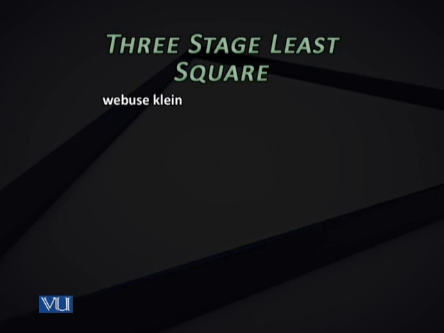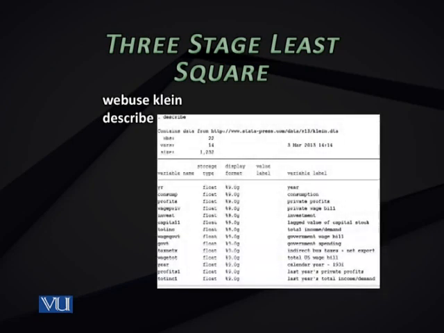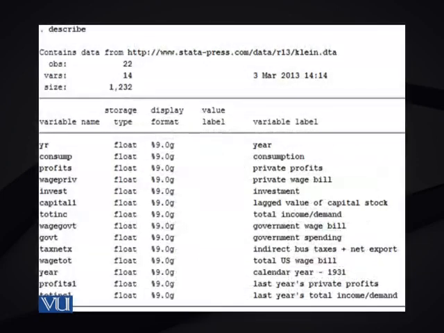Now how to know about the file? Use the commands describe, summarize, list, etc. For example, if I type describe, I get the results that you are seeing on the screen. The results are that the file contains data from a web address, that is Stata Corporation, Stata Press, and there is a long address with a file klein.dta. Remember that DTA is the extension of a Stata file. You have 22 observations, 14 variables, so the size is 1232.